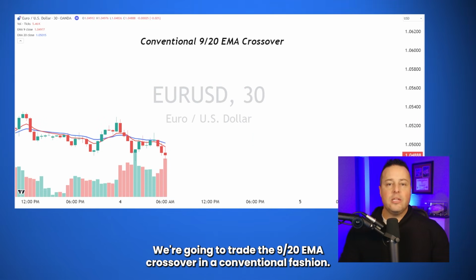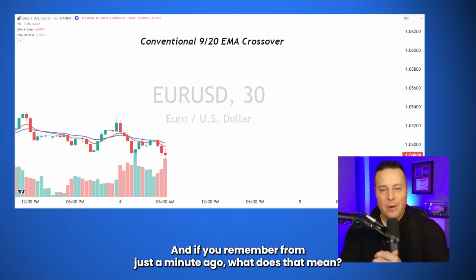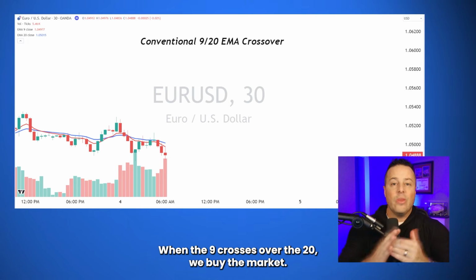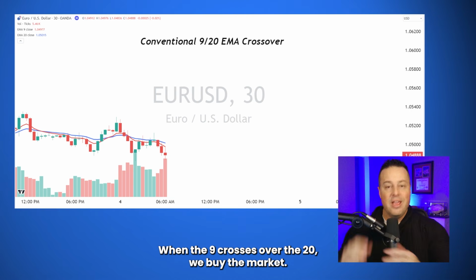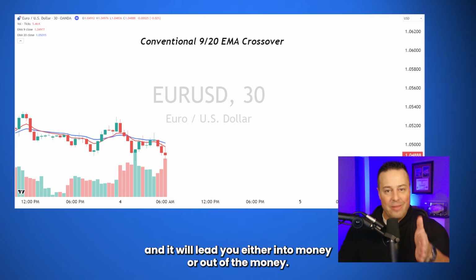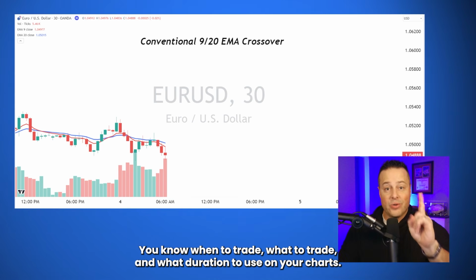Okay, we're going to trade the 9/20 EMA crossover in a conventional fashion. And if you remember from just a minute ago, what does that mean? It means that when the 9 crosses under the 20, we sell the market. When the 9 crosses over the 20, we buy the market. There are 3 keys to success that you need to remember, and they will lead you either into money or out of the money. You need to know when to trade, what to trade, and what duration to use on your charts.